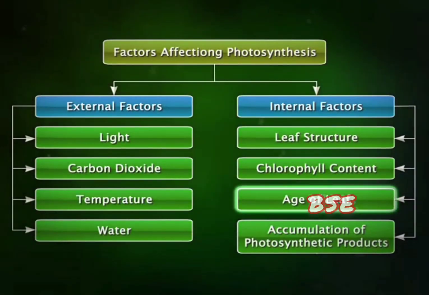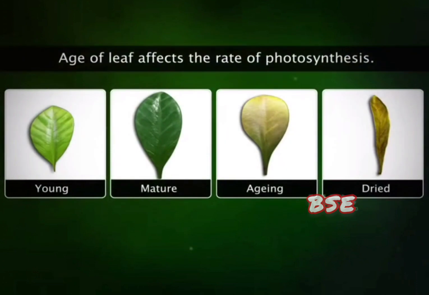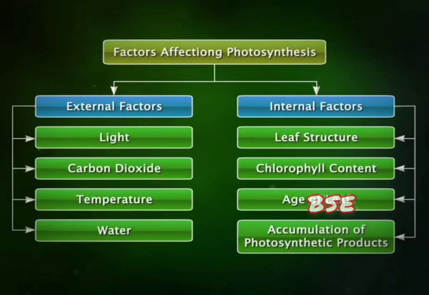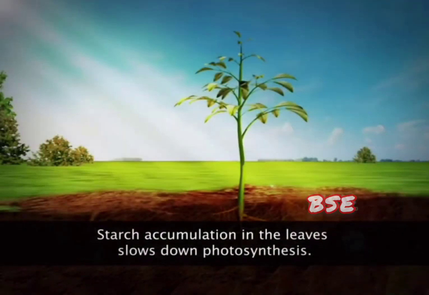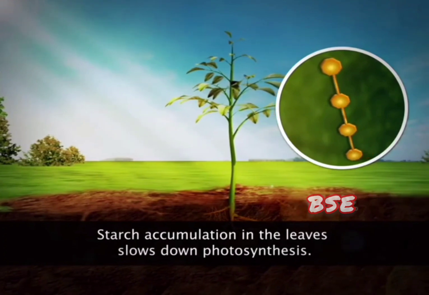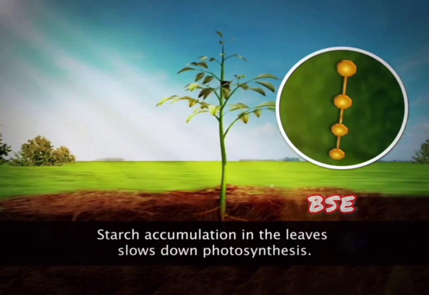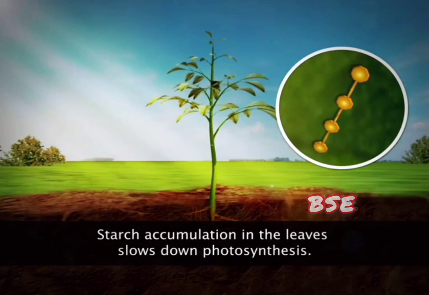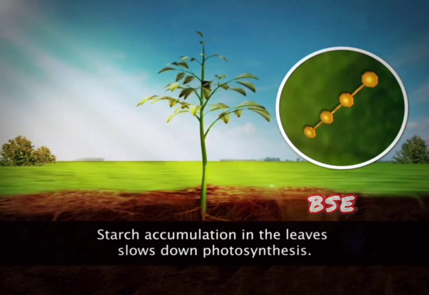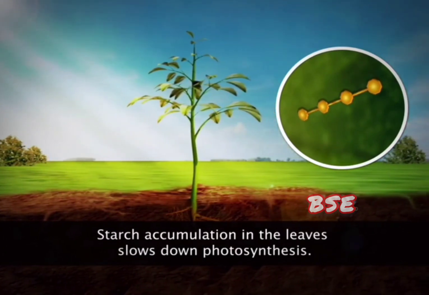The age of the leaf also affects the rate of photosynthesis. The rate increases as the leaf matures. It's maximum in a mature leaf, which gets all other requirements in optimum amounts. If starch gets accumulated in plant cells, it's an indicator to slow down photosynthesis. So, the accumulation of photosynthetic products also affects photosynthesis.